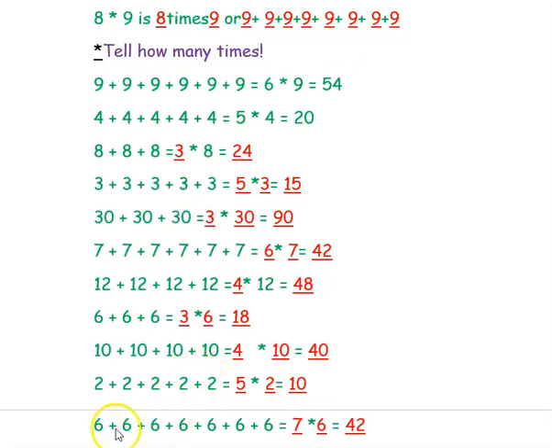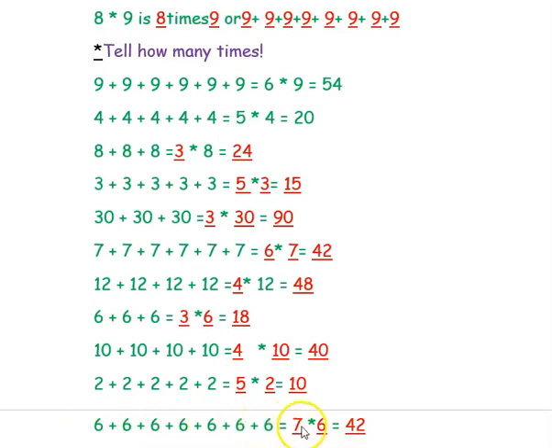The next number is 6. Let's count how many times it's repeated. So, 1, 2, 3, 4, 5, 6, 7. So, the number 6 is repeated 7 times. So, we can write it as 7 into 6, which is nothing but 42.